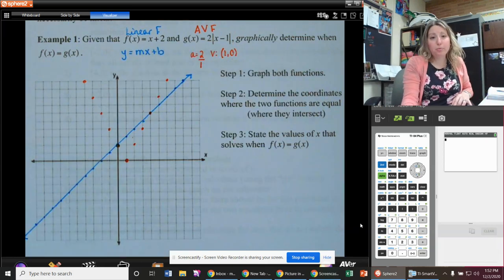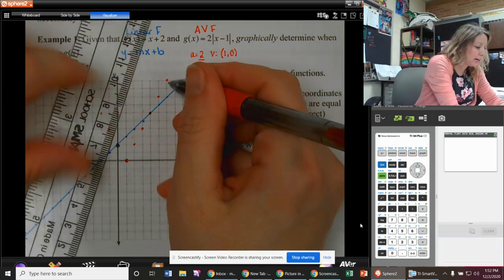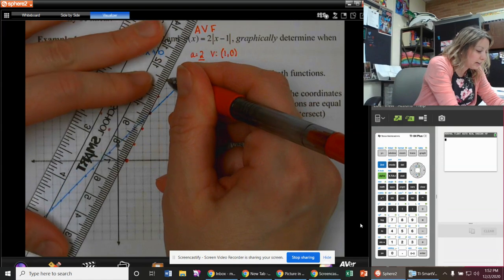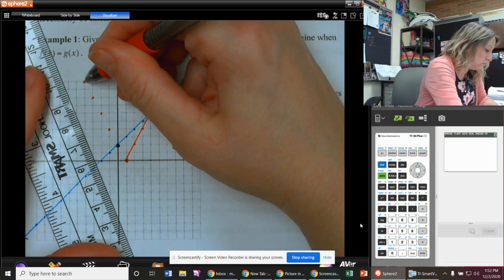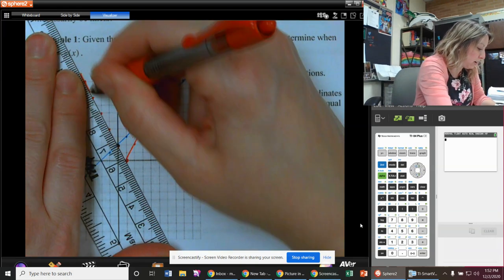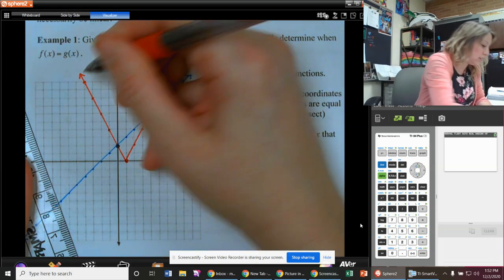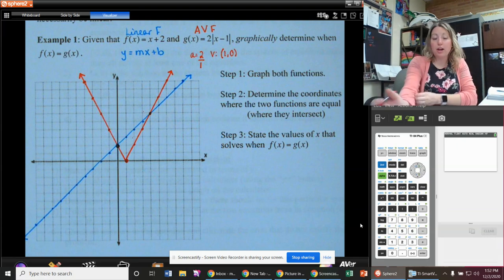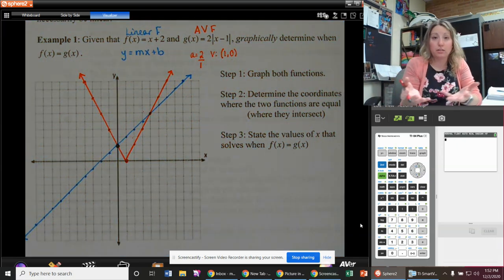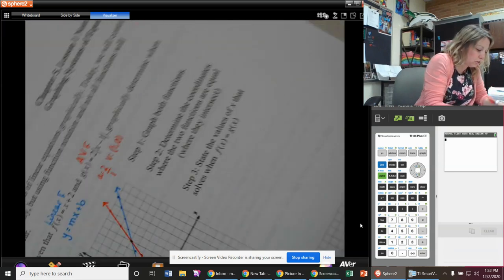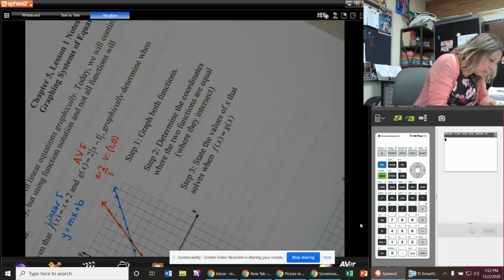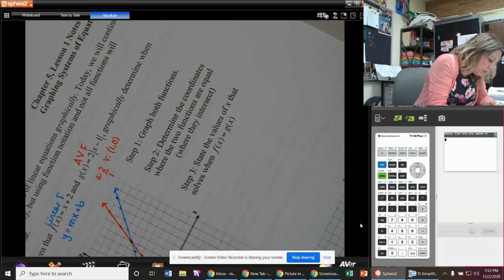Now remember, the absolute value points that I've plotted get connected to the vertex with a straight edge. So I take my straight edge and hold it to these. Now that I know I've got both things on the graph, I can start labeling. So here's my g of x. I'm just going to turn this a little bit. So g of x equals 2 absolute value x minus 1.